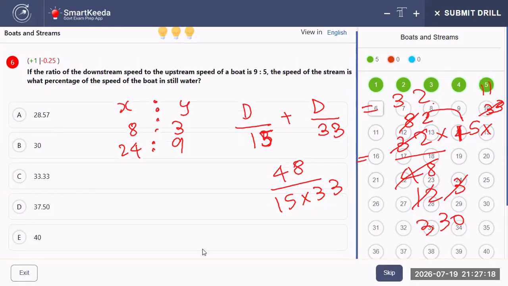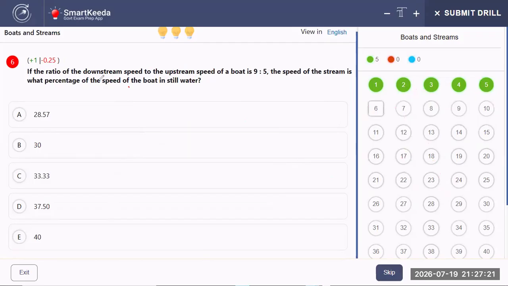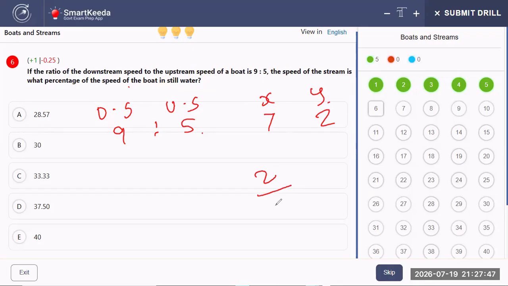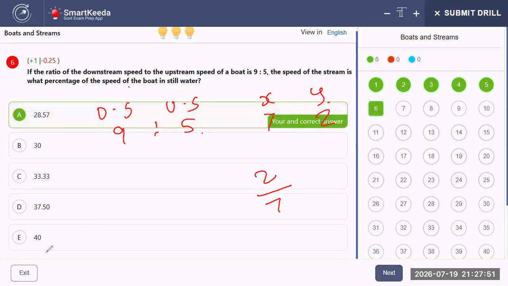Next. If the ratio of the downstream speed to the upstream speed is 9 by 5, the speed of the stream is what percent? X is 14 plus 2 by 2, 7 minus 2. What is the percentage of the speed of the stream? The speed of the stream is what percent? It is 2 by 7, which means 28.57. Next.